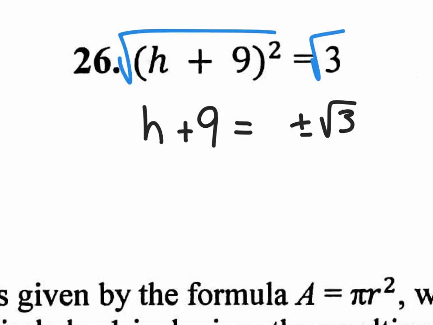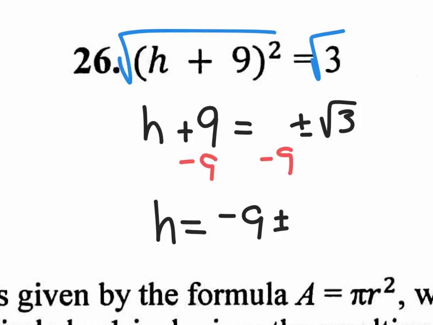My final step to get h by itself would be to subtract 9 and subtract 9. You can't really subtract 9 from a radical, so let's just leave it h equals negative 9 plus or minus the square root of 3.